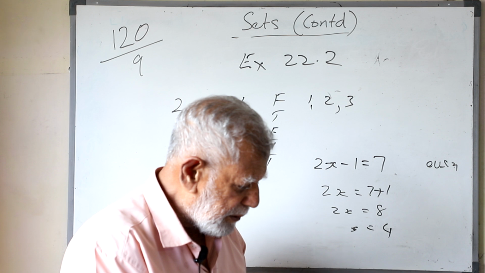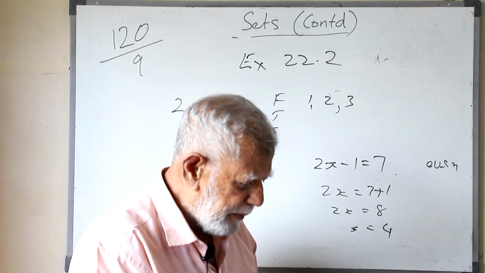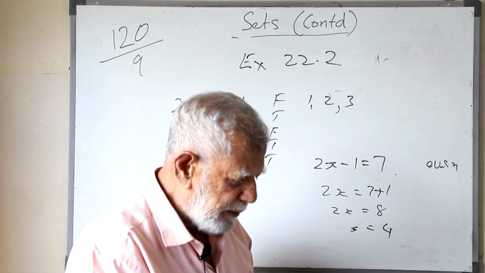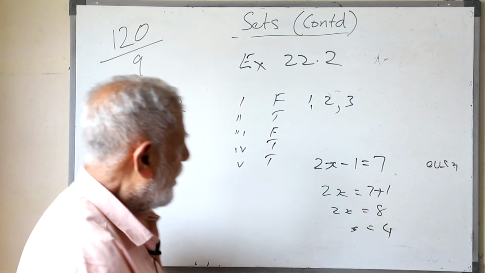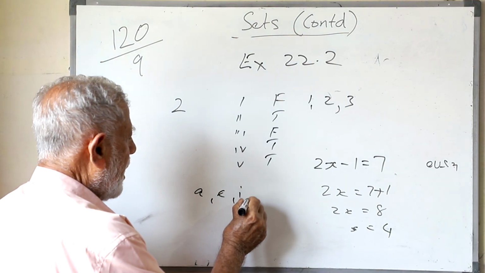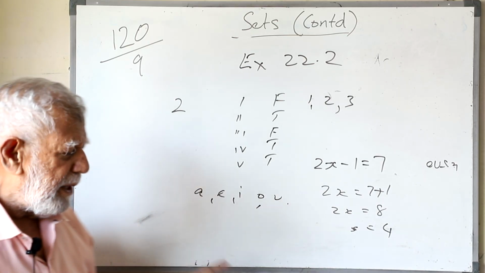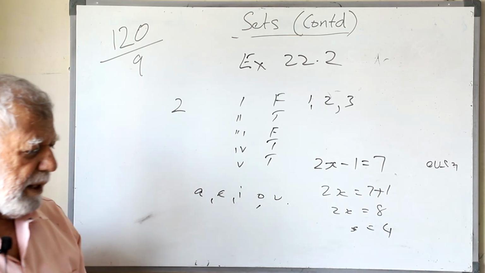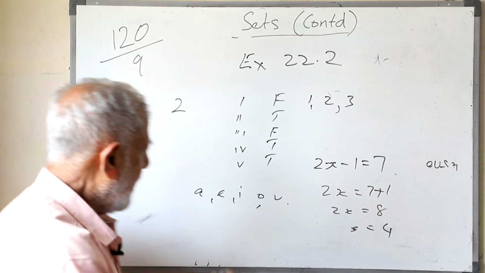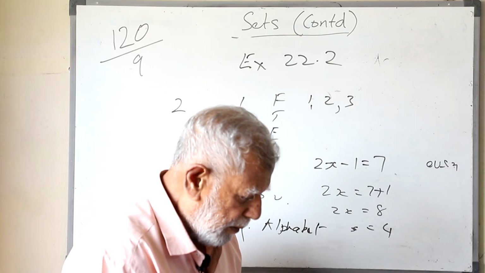Okay, look at question number 3. Write a universal set for A, where A is equal to A, E, I, O, U. So A, E, I, O, U are letters of the English alphabet. So the universal set can be letters of the English alphabet. Look at the next one.